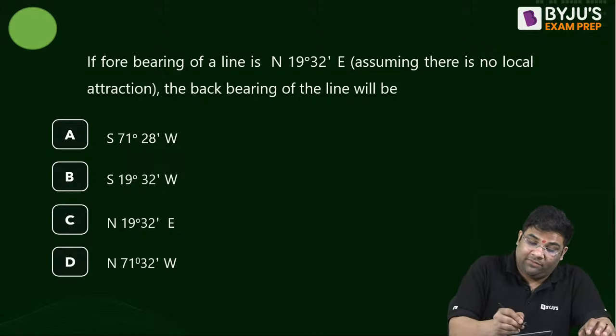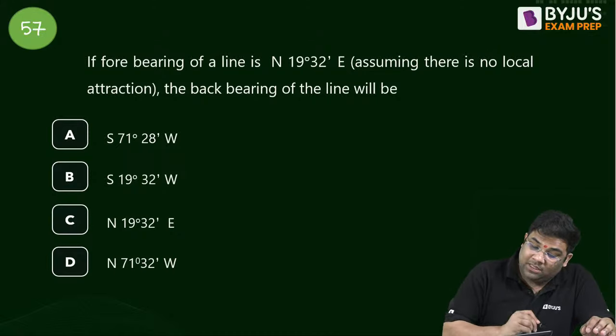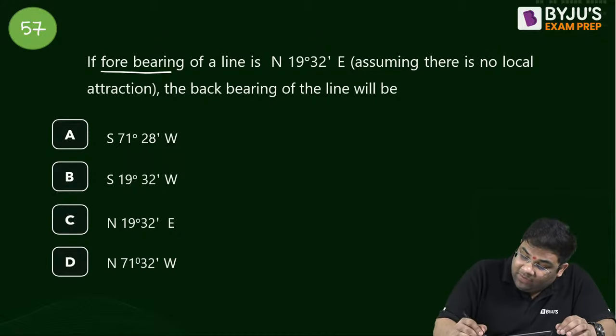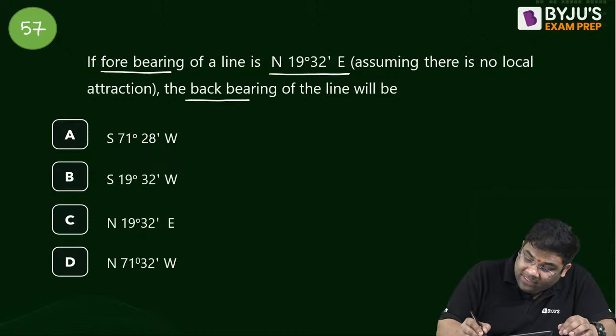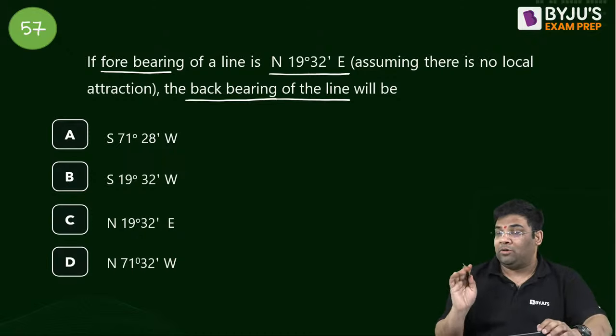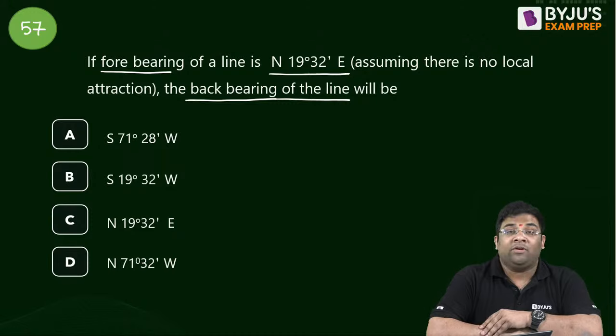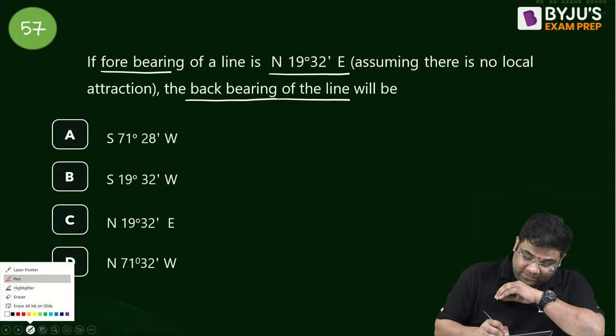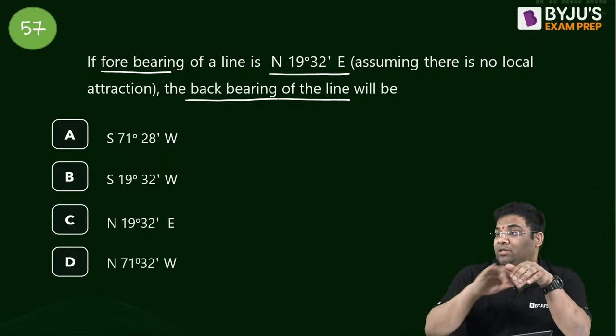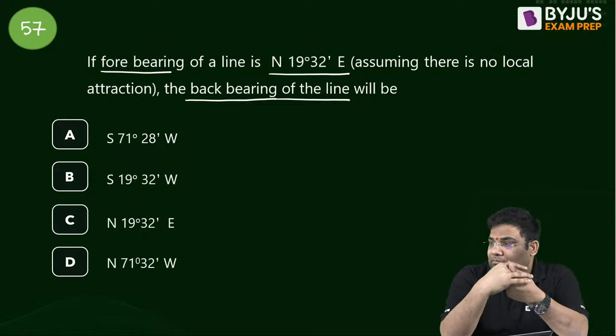Next question, 57th question. The fore bearing of a line is given, and the back bearing of the line is asked. I have also explained how to solve this kind of question in your surveying lecture, where I was solving surveying questions. Straightforward question, please answer.